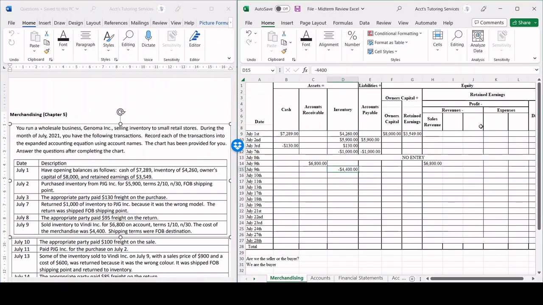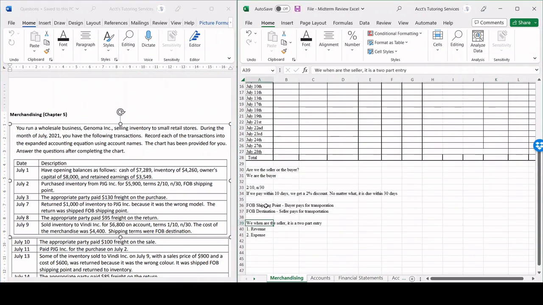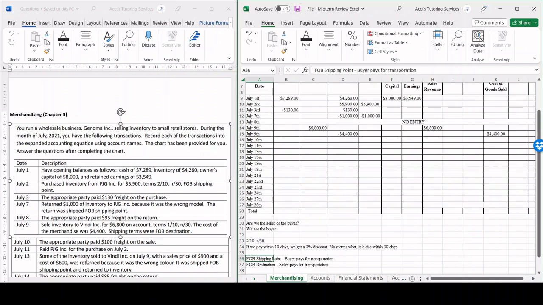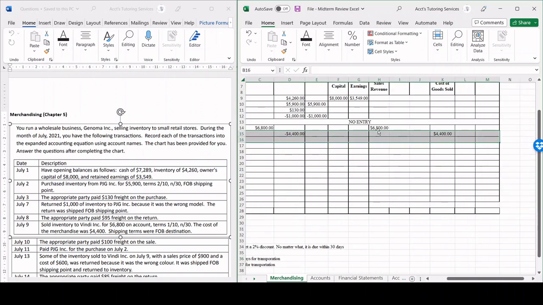So that gives rise to an account called cost of goods sold. And cost of goods sold is going to increase because our expense is increasing. Cost of goods sold is an expense because cost of goods sold is the cost that we pay for the inventory that we actually sold. So it's a direct cost. Now, FOB shipping point. Now the same rules apply. FOB shipping point, the buyer pays for it. So in that situation, on July 10th, the appropriate party paid $100 freight on the sale, it is going to be no entry.